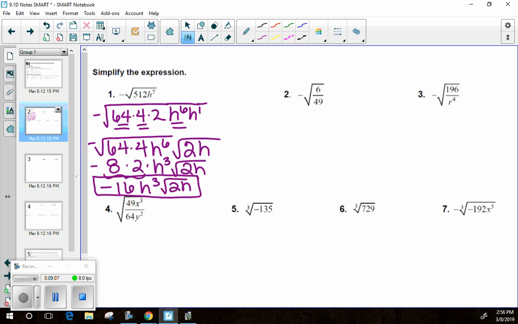Okay? All right. Let's do one more square root. Let's try number 4. Try that number 4 on your own. See, and if that feels good, then we're going to move on from the square roots and focus on cube roots. Okay, so try 4 real quick. In your notes. Quickly.